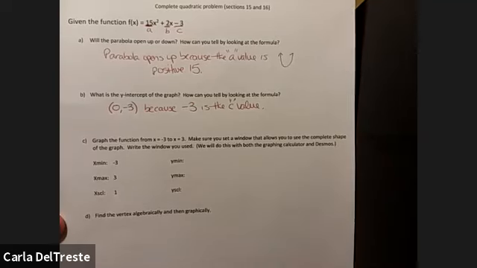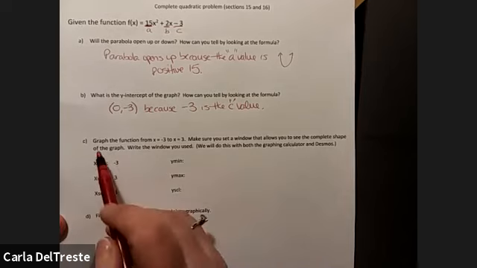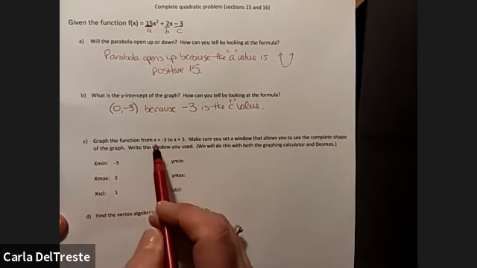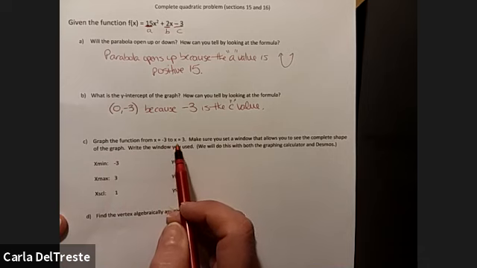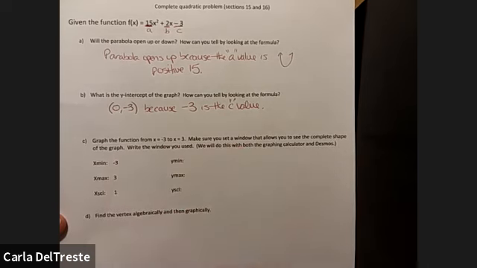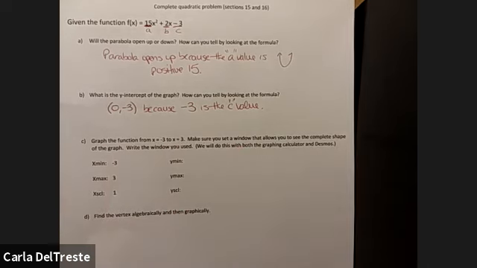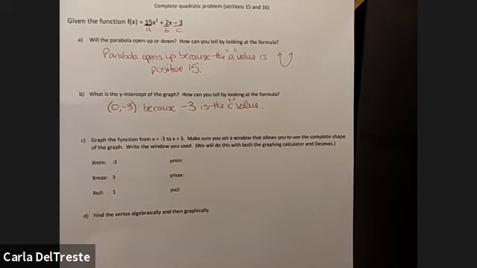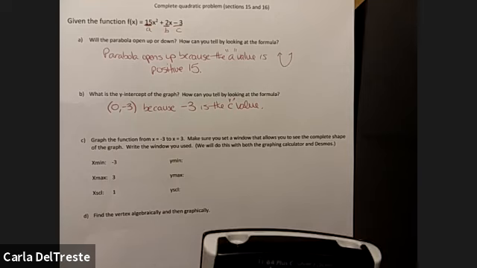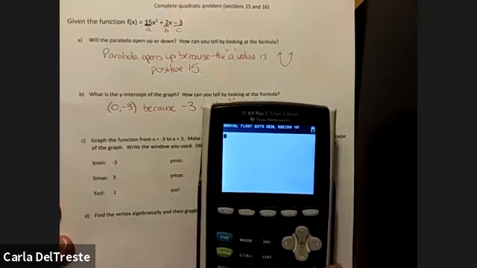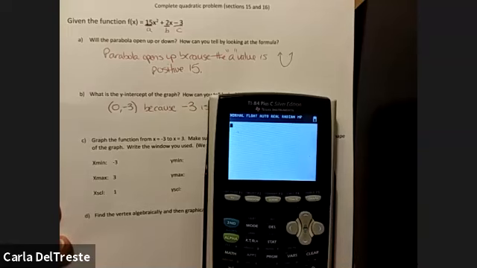Now let's start to throw in a little bit of technology. It says graph the function from x equals negative 3 to x equals 3, and make sure you set a window that allows you to see the complete shape. So we're going to do this two different ways. We're going to do this using our graphing calculator and Desmos, because I know not everybody has access to a graphing calculator from home. So here's the graphing calculator.